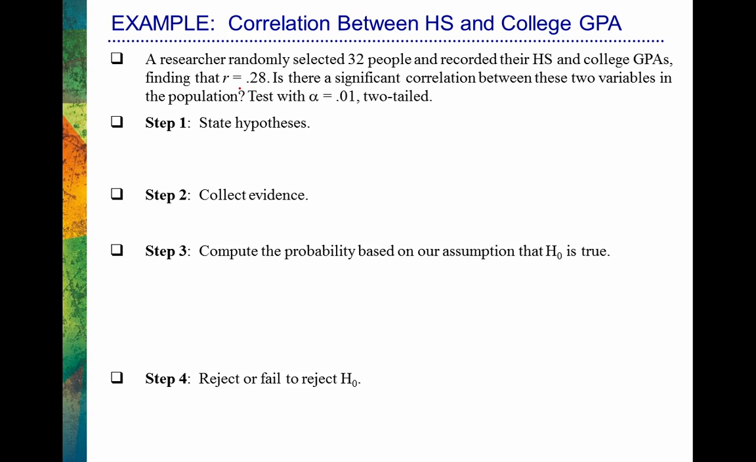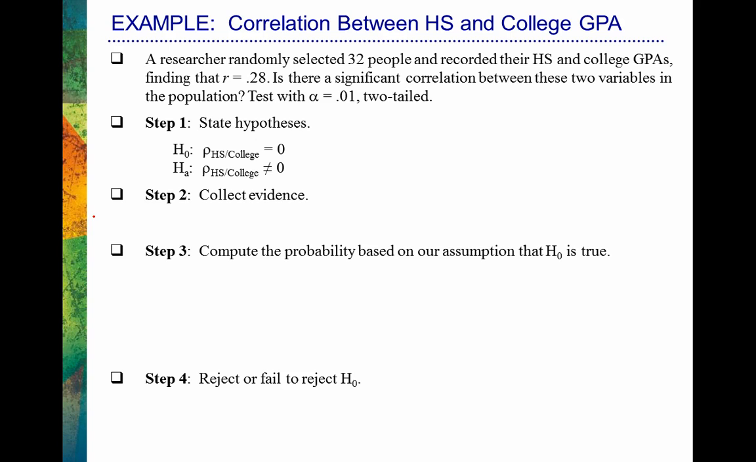Now our burden is a little bit more heavy. We're going to test this with an alpha of 0.01, so we're going to need more evidence to reject the null hypothesis. We'll do a two-tailed test. So our hypotheses should remain the same. The null hypothesis is that the population correlation between those two variables equals 0. The alternative is that the population correlation between those two variables does not equal 0.